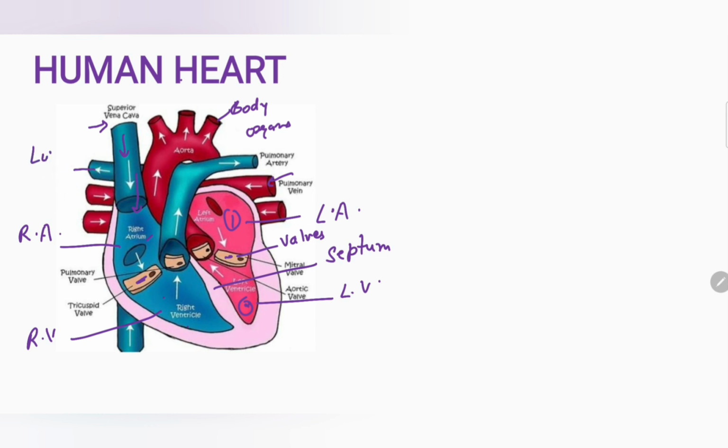So from here, the blood goes into the lungs. So you can see here, this is one and this one. So from here, it goes to the lungs. So in this way, the blood flows through the heart.